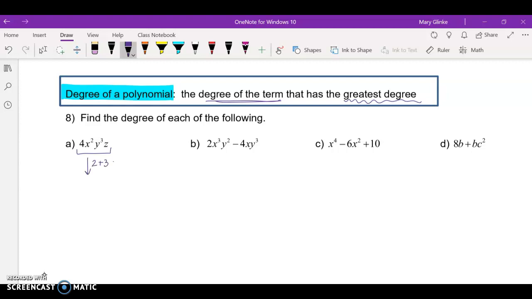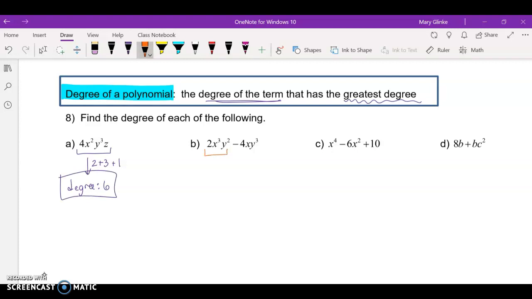1, 2 x's, has a degree of 6. And since this is the only term in the problem, that's just our degree. That's it. Whereas for B, you have to be careful.